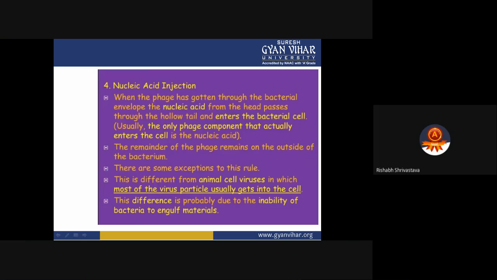This is different from animal cell viruses, in which most of the virus particles usually get into the cell. The difference is probably due to the inability of the bacteria to engulf materials.